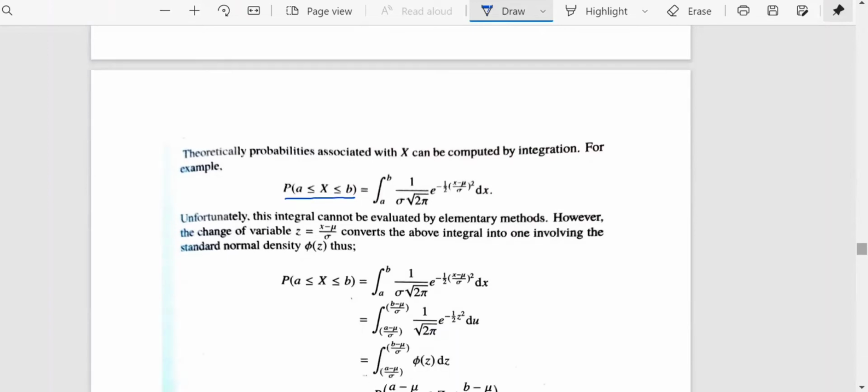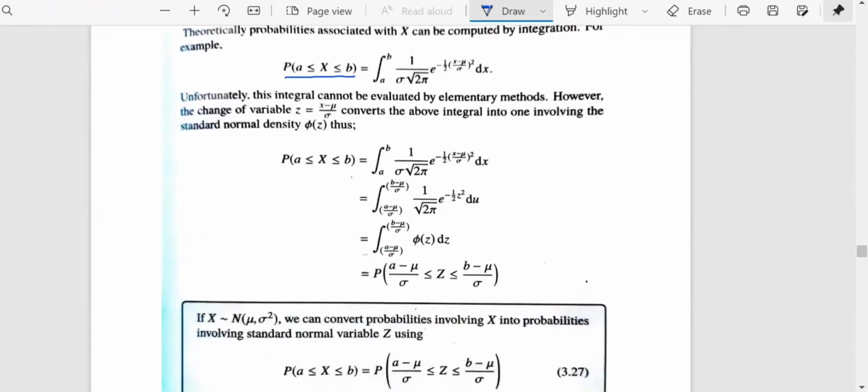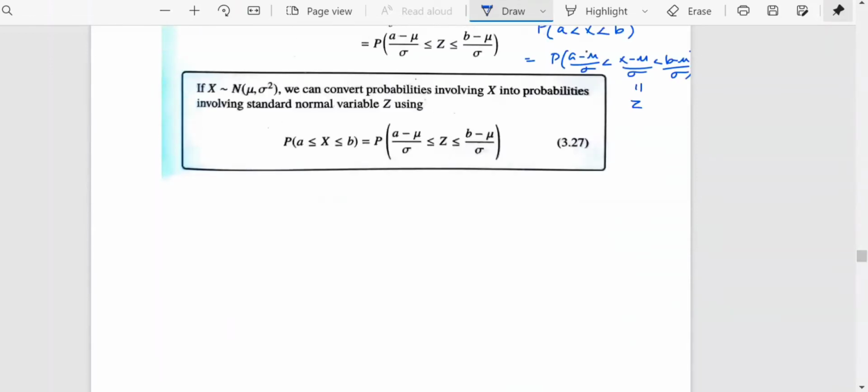So what we are going to do is convert it in terms of the new variable, the standard normal variable z, where z is (x minus mu) by sigma. So if you have to evaluate the probability that x is between a and b, which is the same as the probability that (a minus mu) by sigma is less than (x minus mu) by sigma, which is less than (b minus mu) by sigma. Now (x minus mu) by sigma is z. That's why we have the result: the probability that x is between a and b is the same as the probability that z is between (a minus mu) by sigma and (b minus mu) by sigma.